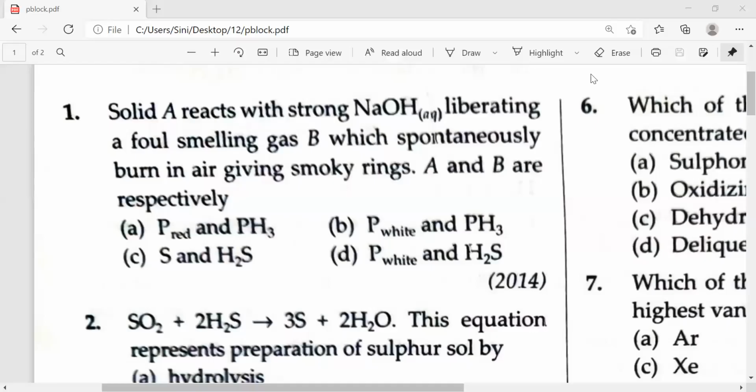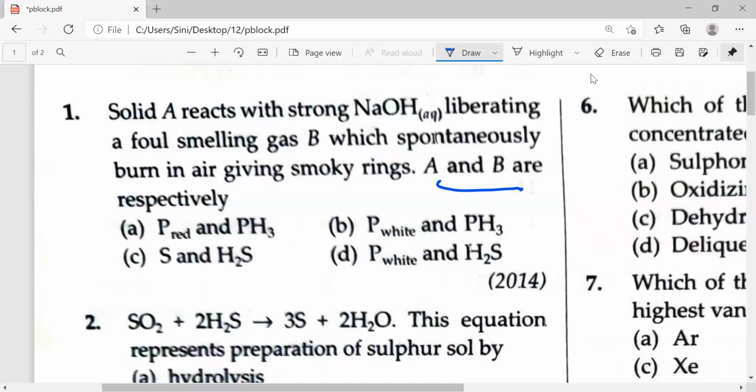Solid A reacts with strong NaOH, liberating a foul-smelling gas B, which spontaneously burnt in air, giving smoky rings. A and B are what? That is the question here.